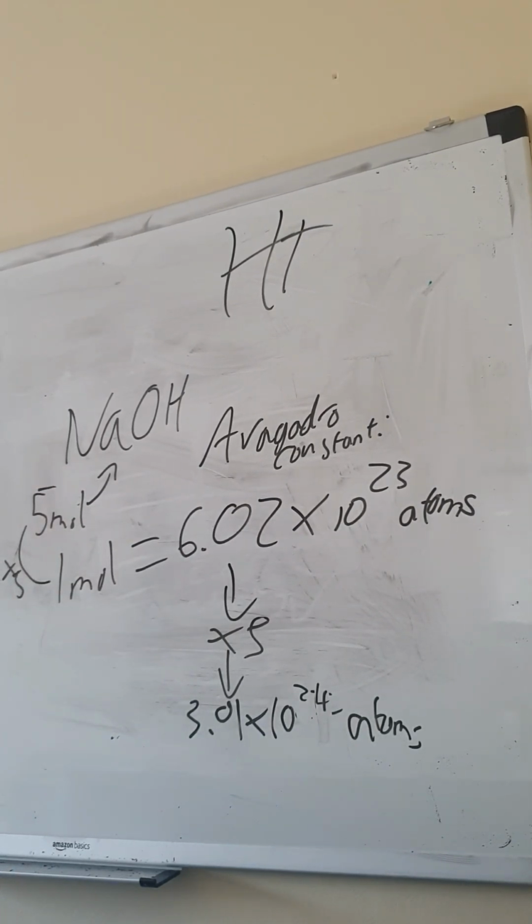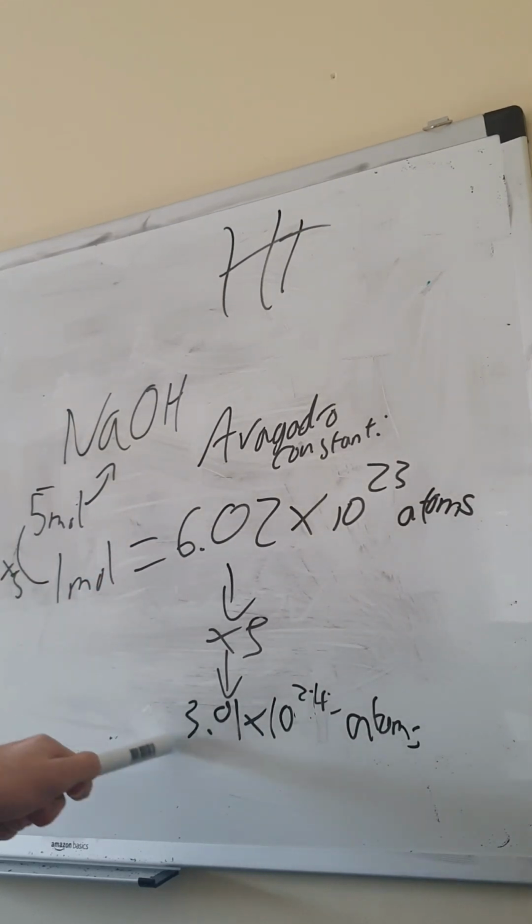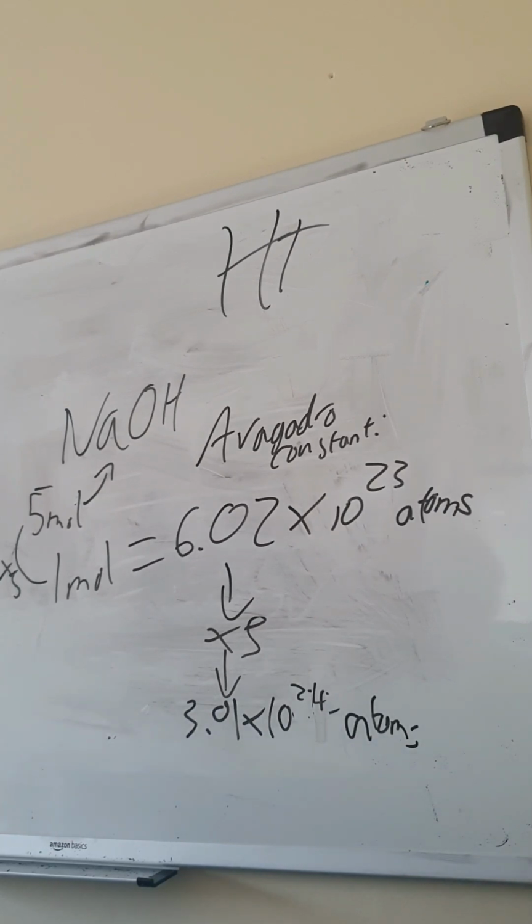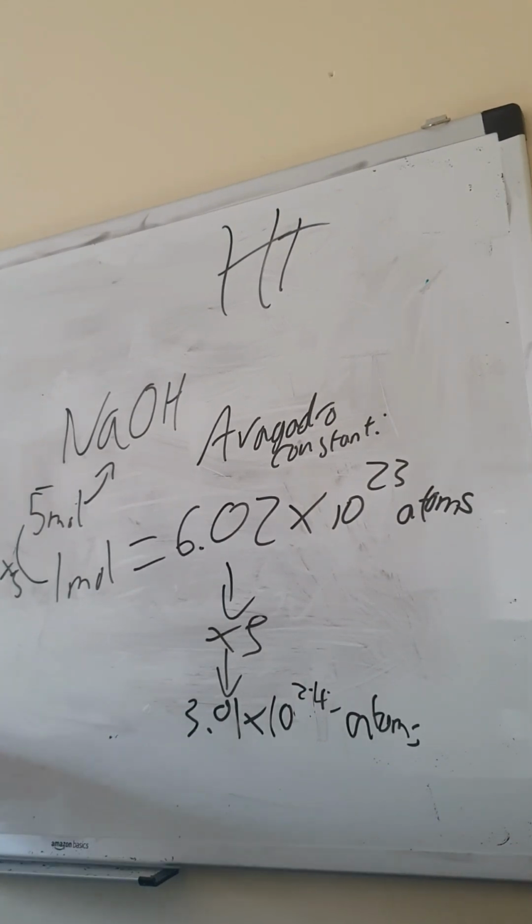And that's quite an important concept. It's just another way of saying I have a lot of atoms. Specifically, this many atoms. In 5 moles of sodium hydroxide, I have this many atoms. And it's basically just a really long way of saying that.